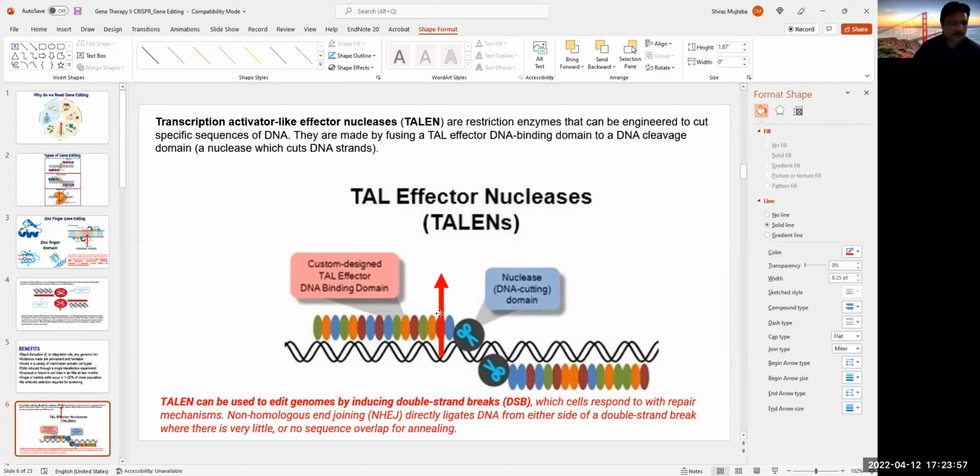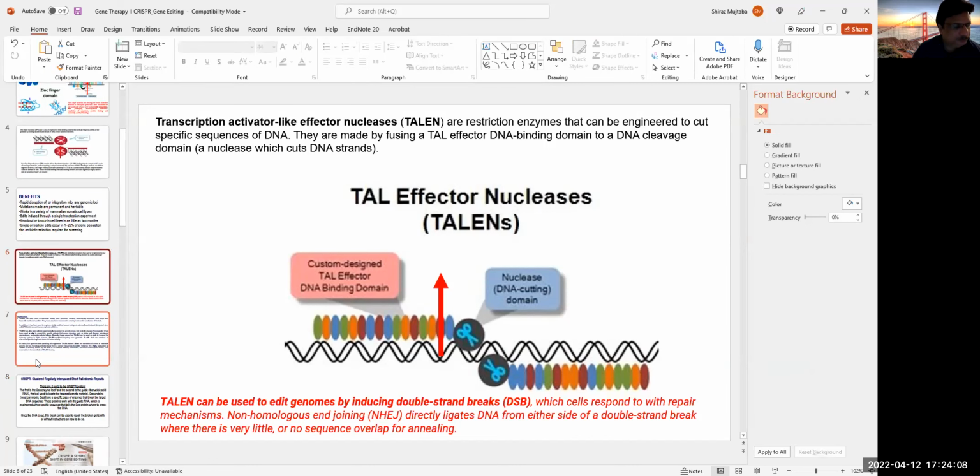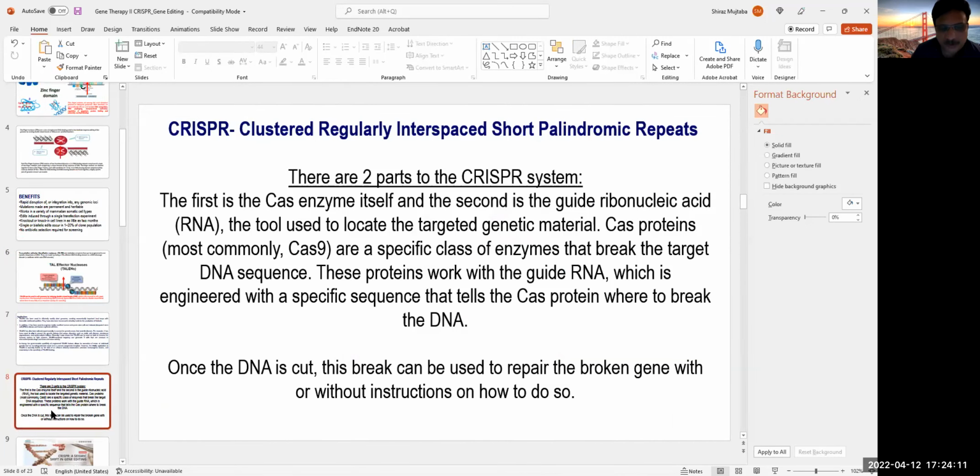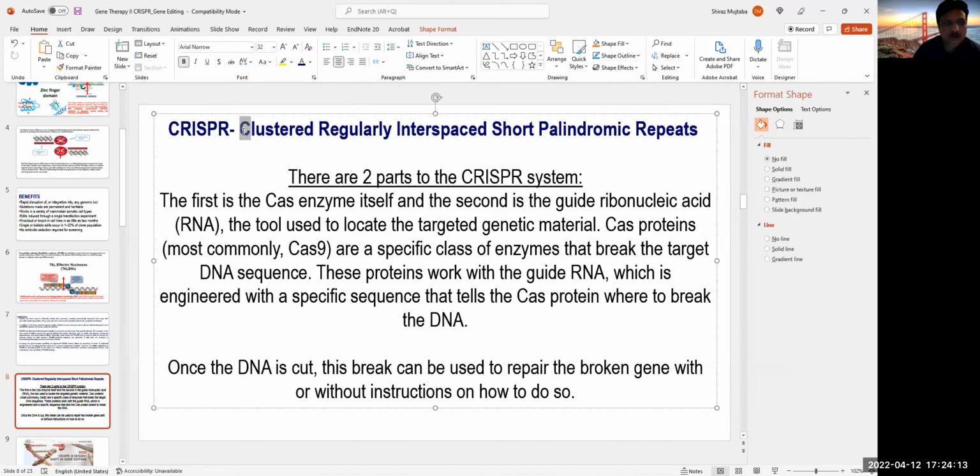Okay, so these were two short topics: zinc finger protein and TALEN, transcription activator-like effector nucleases. So now I will try to go to CRISPR. CRISPR stands for clustered, regularly interspaced, short palindromic repeats. It's a big name, right?